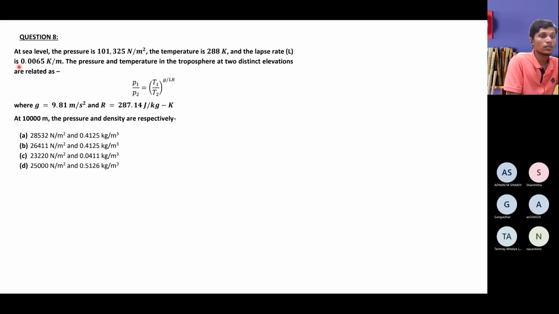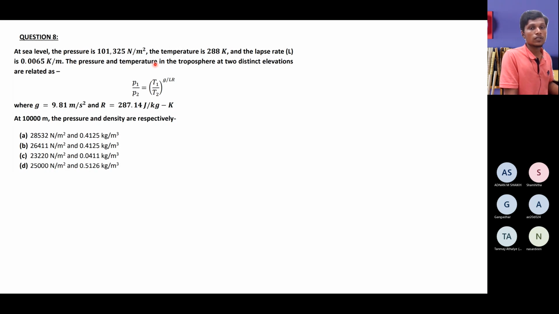And the lapse rate is 0.0065 Kelvin per meter. We have already seen this lapse rate of 6.5 Kelvin per kilometer. You should understand whether it is a decreasing or increasing lapse rate by looking at our previous understanding of the standard temperature table. You can say it is a decreasing lapse rate.